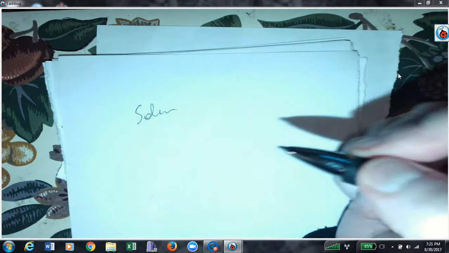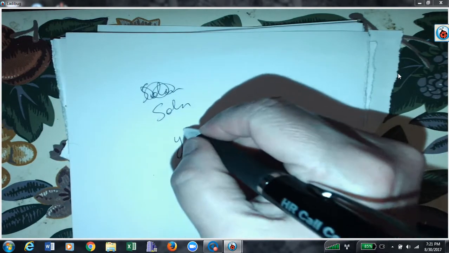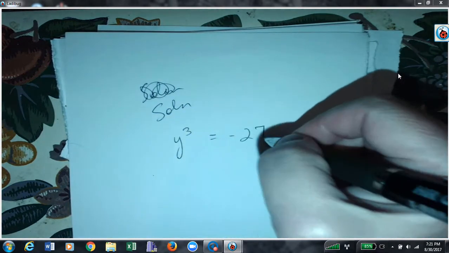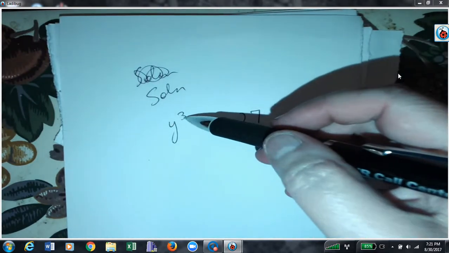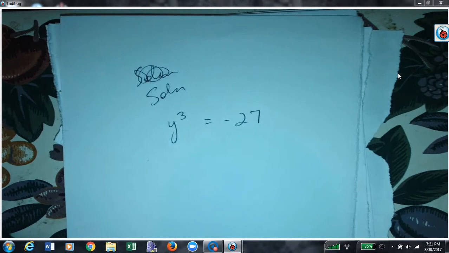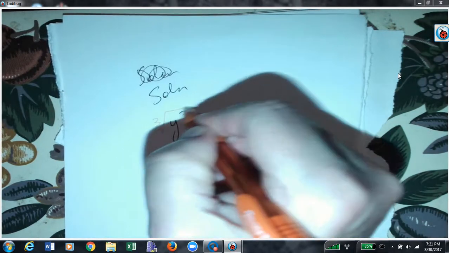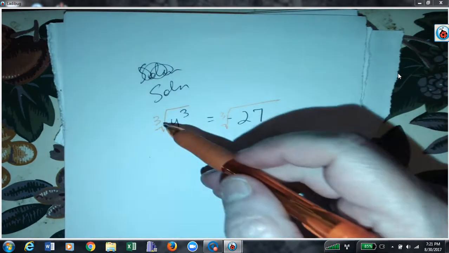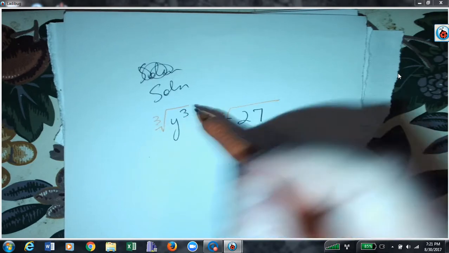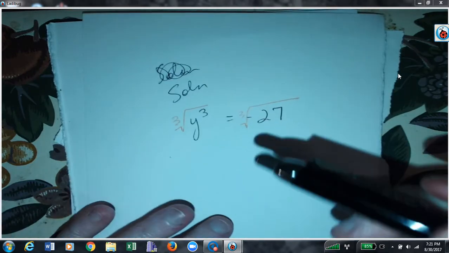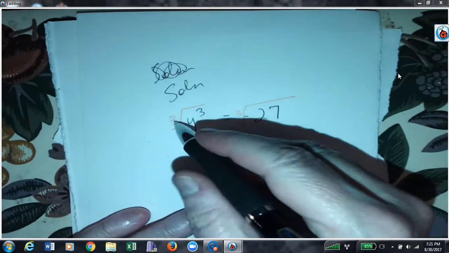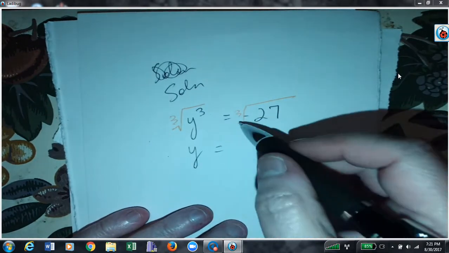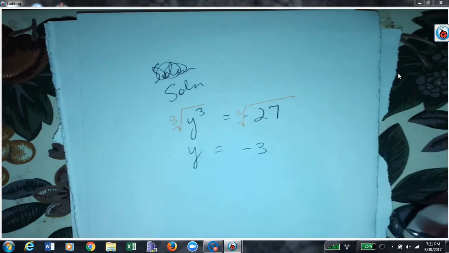So what's the solution to this? Well, I have to solve that for y. It's raised to the third power, so to solve it for y, I will take cubed roots of both sides. A cubed root will undo something to the third power. Since I'm taking odd roots, a cubed root is an odd root, I only get one answer. So here I get back to y, and the cubed root of negative 27 is negative 3.